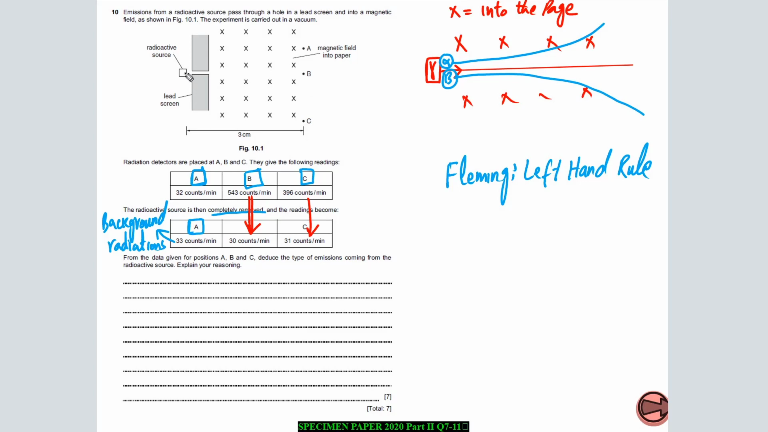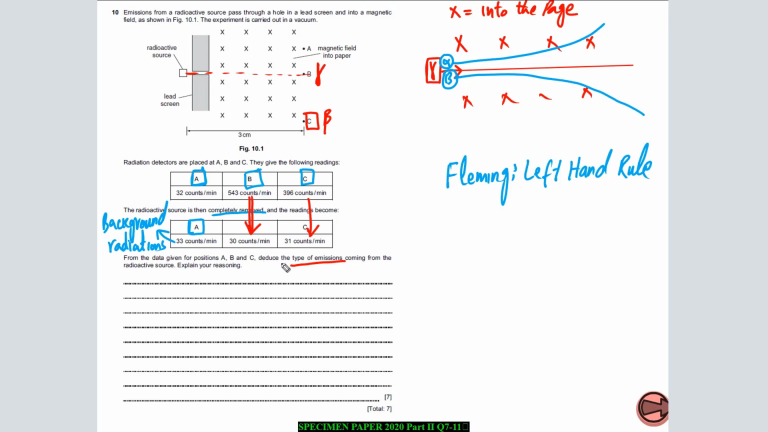As there are readings at this point, it means the gamma particles are reaching this point. C, it means beta particles are reaching this point. So this is all what we need to understand, and it is asking you to deduce the type of emissions. So it means gamma and beta particles are present, and also background radiations are there.